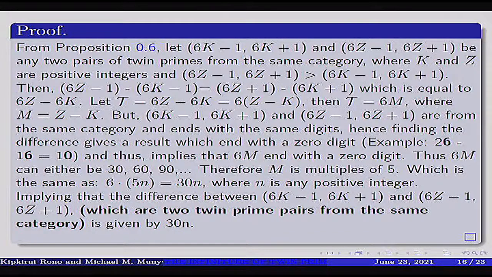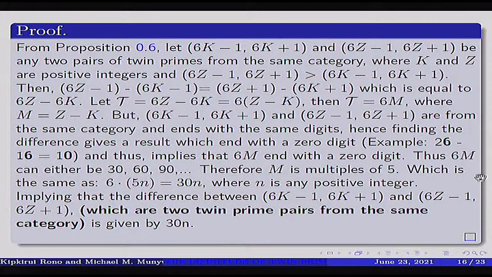But what are you sure of in this 6m? You are sure that it ends with 0. So that means it can be 30, or 60, or 30. So in that form, you can factor this, therefore m is a multiple of 5, which is the same as 6.5n, which is the same as 30n, where n is any positive integer, implying that the difference between 6k minus 1 and 6k plus 1, and the difference between this one and this one, which are 2 twin primes from the same category, is given by 30.